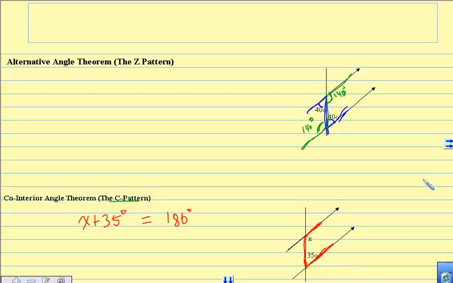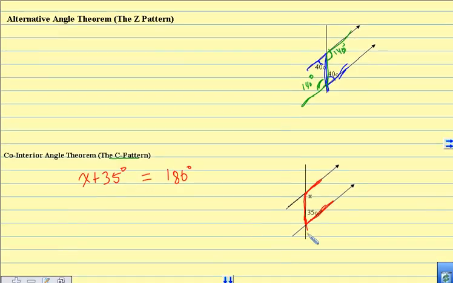Now, I can show you why using the F pattern. If I want, I can extend this C. Remember the F pattern was the corresponding angle theorem. X and this angle have to be the same. Well, 35 is cutting this straight line here, so by the supplementary angle theorem, this angle here has to be 180 minus 35, and 180 minus 35 is 145 degrees. So if this is 145 degrees, then this is 145 degrees by the F pattern, or the corresponding angle theorem. So this is 145.